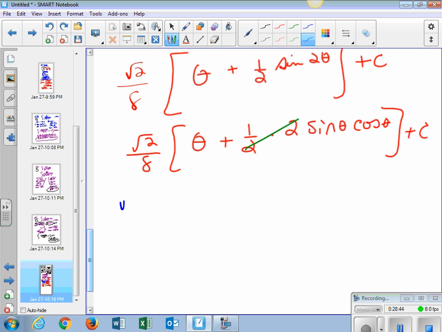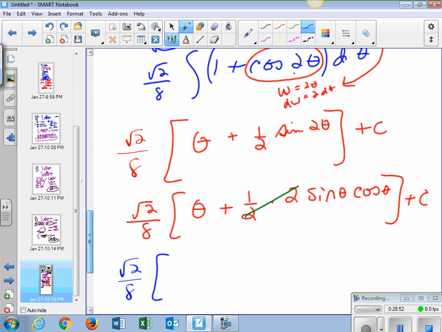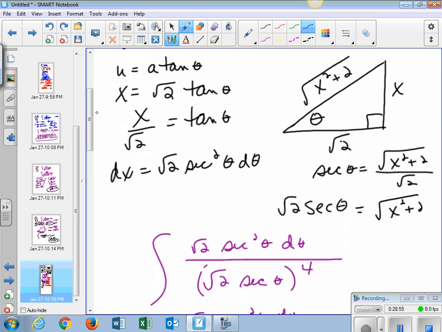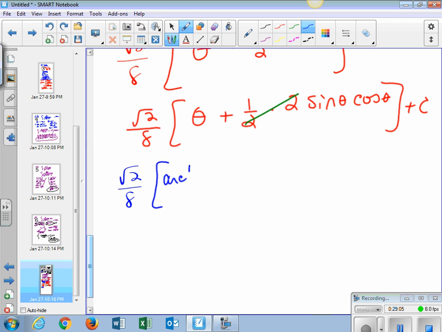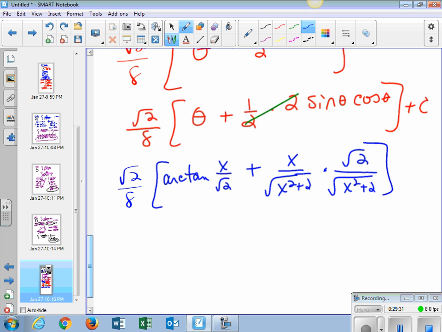So I get my root 2 over 8. And then theta, wow, let's go back. What in the world is theta going to be? Looking right here, if x over root 2 is equal to tangent of theta, theta is going to be arctan of x over root 2 plus, then I have the sine of theta. Look back at that triangle. I get x over square root of x squared plus 2 times a cosine, which is root 2 all over the square root of x squared plus 2, plus c.